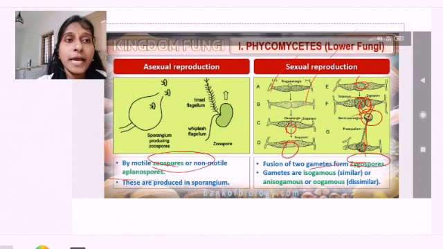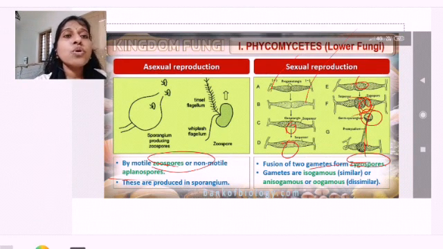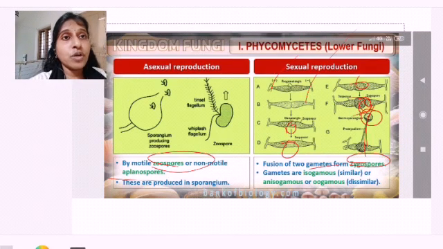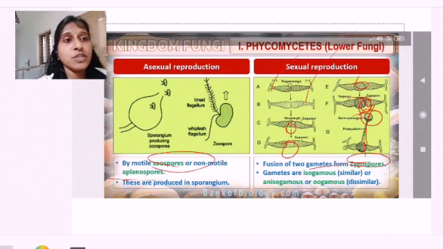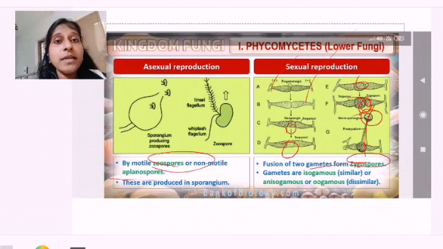What do we call them? Isogamy. Anisogamous or oogamous means they are different, they are not similar. The plus does not resemble the minus; they are somewhat different in their shape. Then we call it anisogamous. Okay. So that is regarding your sexual reproduction.